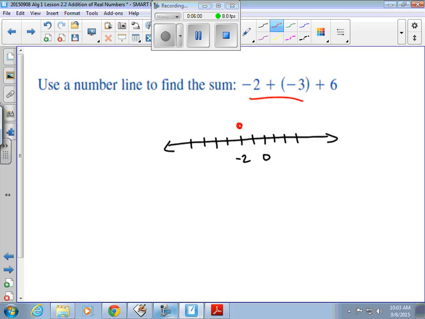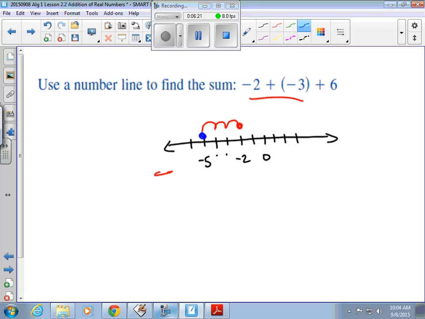-2 plus a -3. Plus a negative value, negatives go this way. Negatives are to the left. So we're going to move over 3 times. 1 time, 2 times, 3 times. So if that was -2, this is -3, -4. This one's -5. So that's where we're at now, at -5.